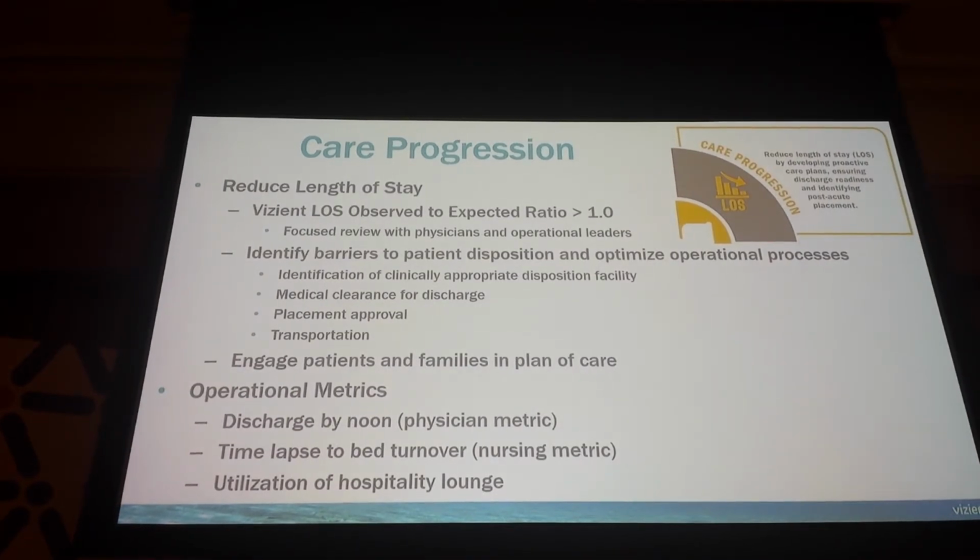The care progression domain focuses on developing proactive care plans and making sure that we identify the appropriate post-acute care needs. And we use our case review forums in looking at the patients with a Vizian length of stay observed to expected ratio greater than 1.0. We have our clinicians in these meetings, as well as our operational leaders, to help bridge that gap between what is happening from the clinical side and what we need to do operationally to help move the process along.